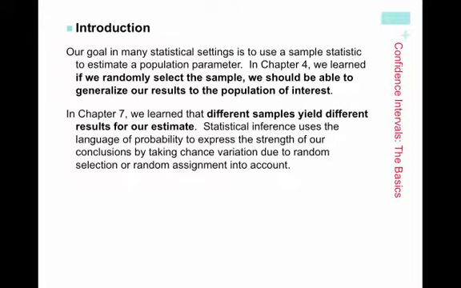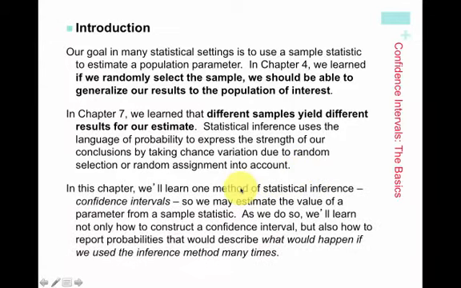In the previous chapter, right before this, we looked at sampling distributions and we talked about how different samples yield different results for our estimates. Statistical inference uses the language of probability to express the strength of our conclusions. And what we're doing is taking chance variation due to random selection into account. So we're taking these two ideas and pulling them together, and we're learning how to make statistical inferences using these things called confidence intervals.